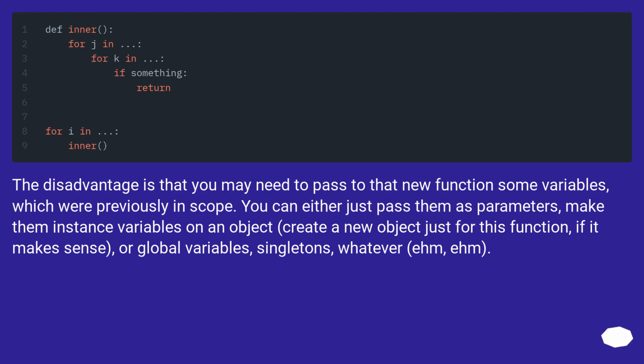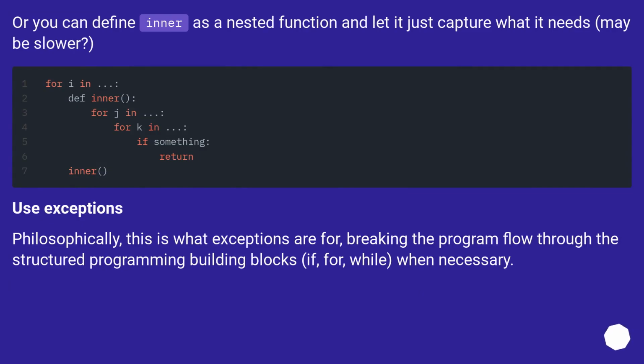The disadvantage is that you may need to pass to that new function some variables, which were previously in scope. You can either just pass them as parameters, make them instance variables on an object, create a new object just for this function, if it makes sense, or global variables, singletons, whatever. Or you can define inner as a nested function and let it just capture what it needs, maybe slower.